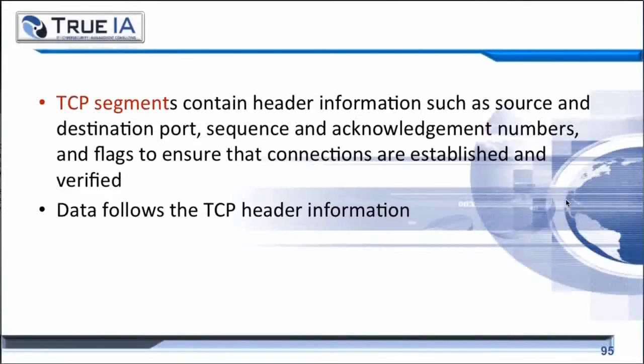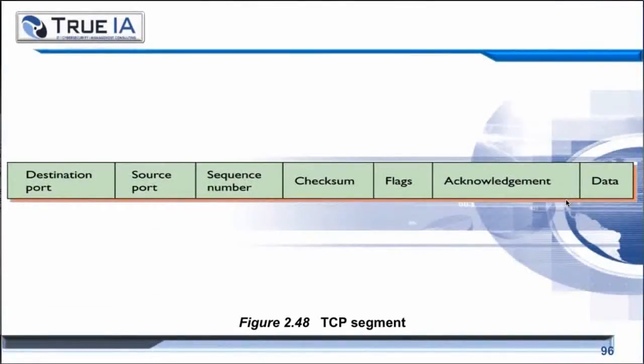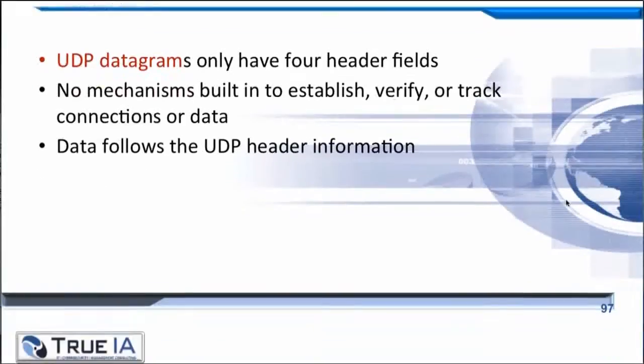So each TCP segment contains a header of information, such as the source and destination port, the sequence and acknowledgement numbers, and flags to ensure that connections are established and verified. Data follows then that TCP header information. With UDP datagrams, they only have 4 header fields. No mechanisms are built in to establish, verify, or track connections. And after those 4 fields, your data will follow that UDP header information.